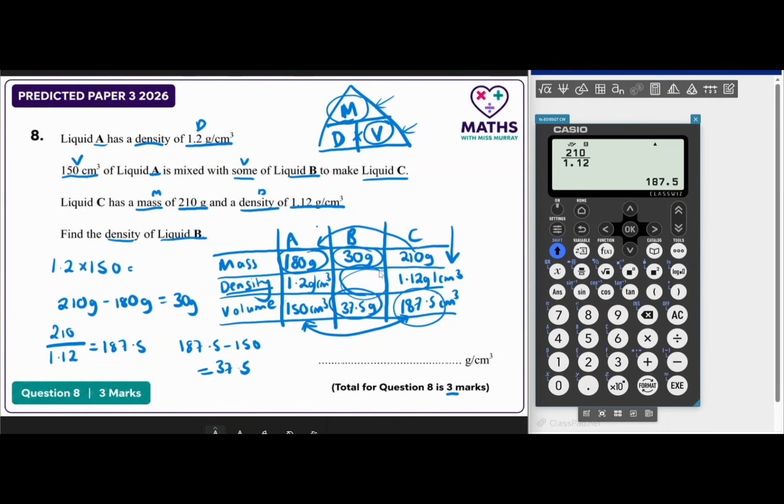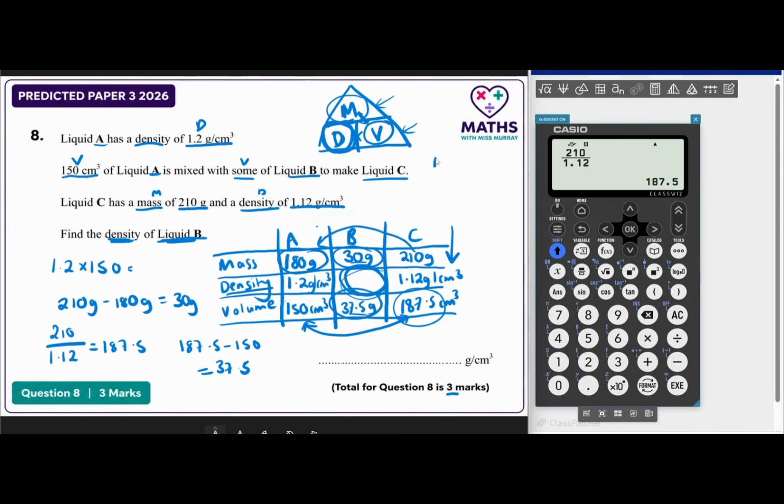So now I can work out what my question is asking me to, and that's the density of liquid B, because I now have the mass and the volume. So I can now go ahead and work out its density. So density, last one, I haven't done this one yet. If I'm doing density, I'm now doing mass divided by volume. So I'm running out of space here. You'll have a bit more space on your paper.